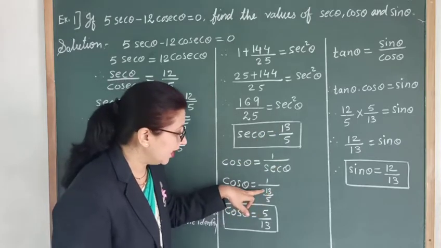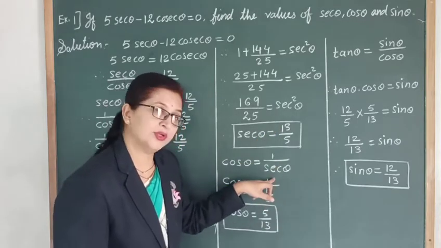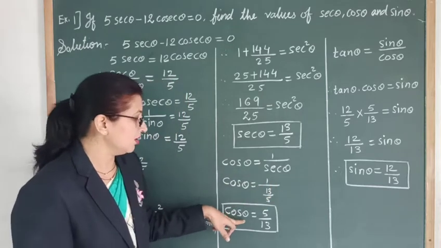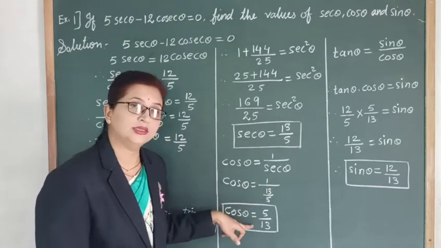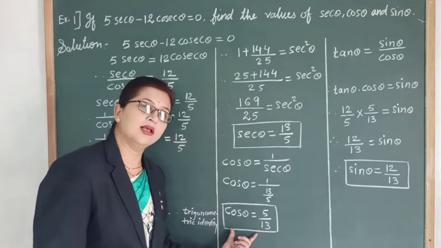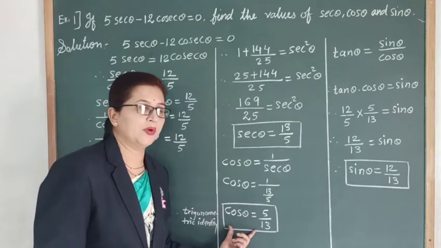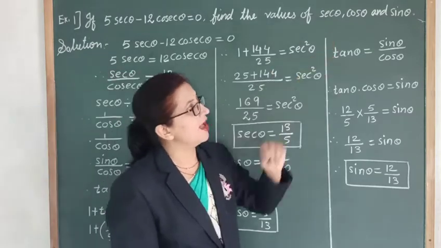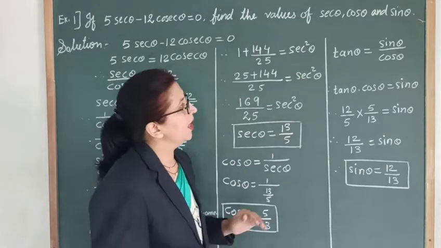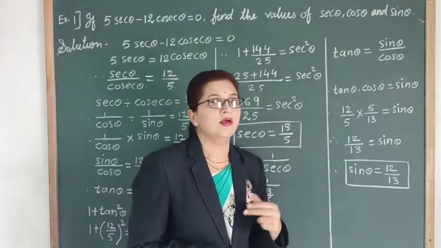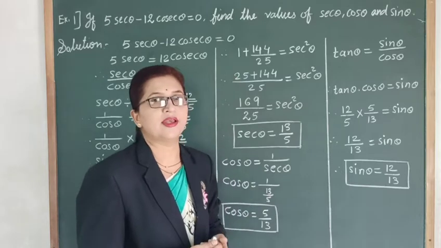Here the denominator becomes the numerator. By that rule, cos theta is equal to 5 upon 13. So in this way we got the value of cos theta. Now again, we are asked to find out sin theta. Here, to get sin theta we have two options to find out the value of sin theta.